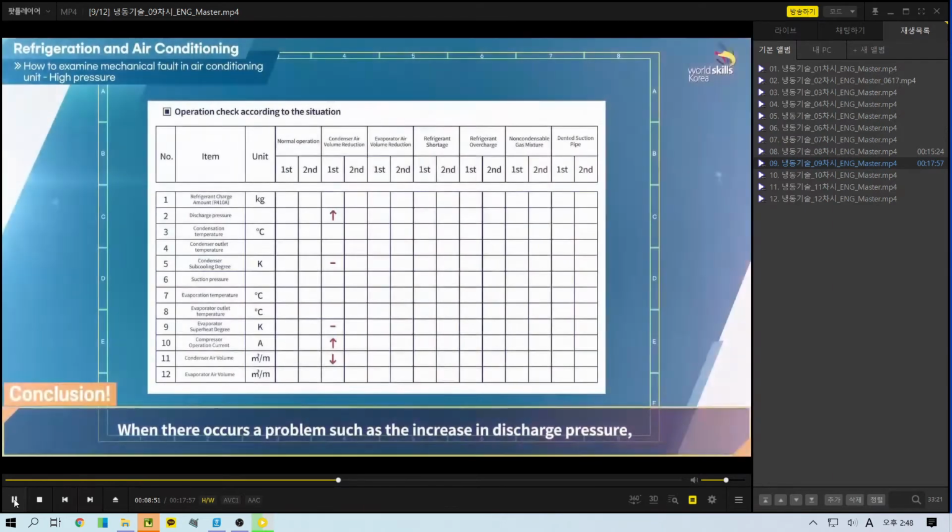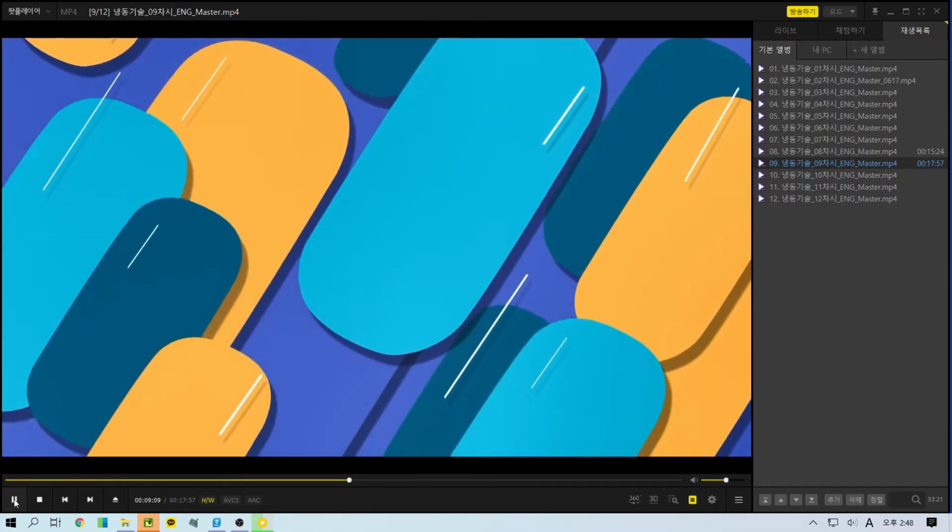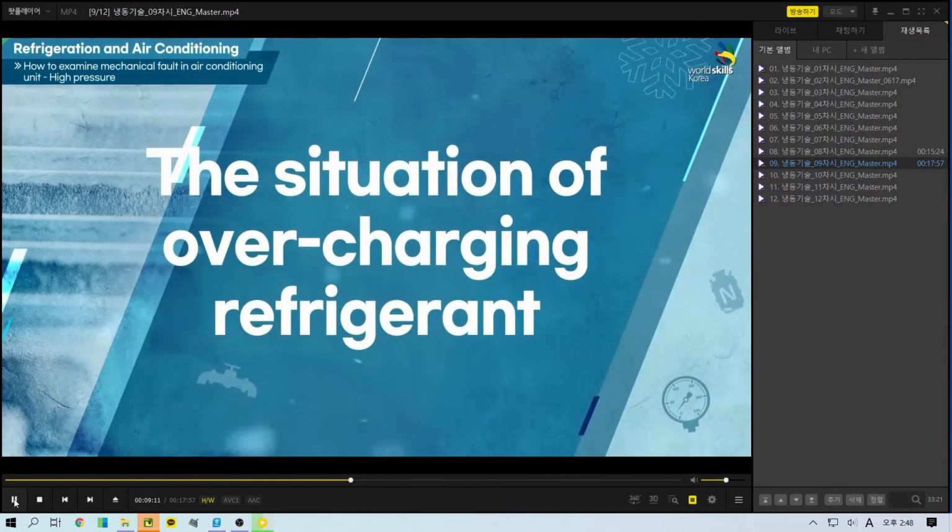When symptoms occur such as the increase in discharge pressure, the increase in operating current, and the decrease in the air volume of the condenser, contamination in the condenser or faulty condensation is assumed as the reason for the fault. In this case, there is no change in the degree of supercooling of the condenser and the degree of superheat of the evaporator.